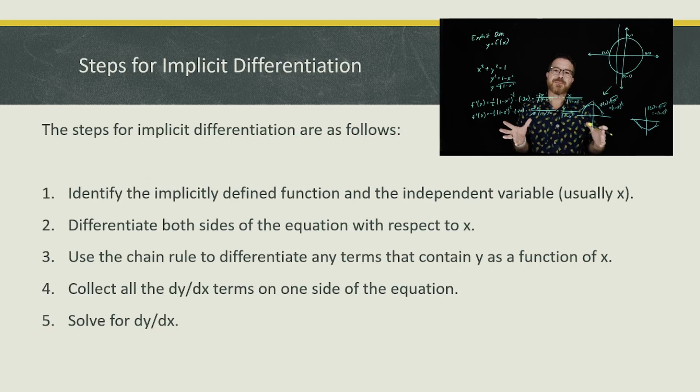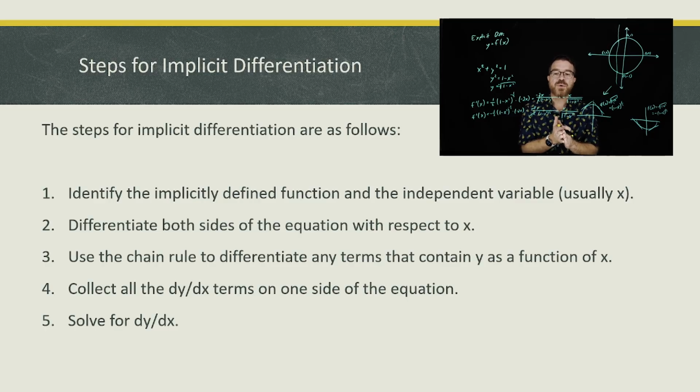So what are the steps to solve implicit differentiation? Well, the first thing is you need to identify the implicitly defined function and the independent variable. This is usually going to be x, right? So oftentimes we'll have things in terms of x, though it doesn't have to be. It could be in terms of more than one variable. Like if you have y, it could be in terms of x and z, or if you have z, it could be x and y, something like that. Next, you want to differentiate both sides of your equation with respect to x. So you're going to be taking d/dx of both sides.